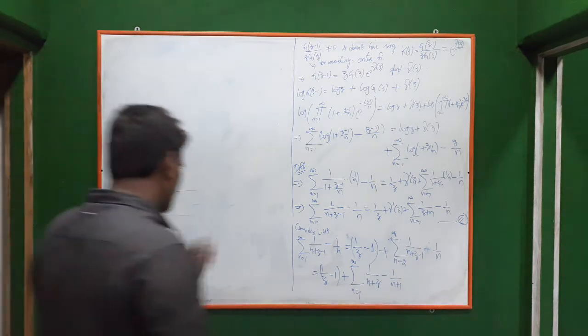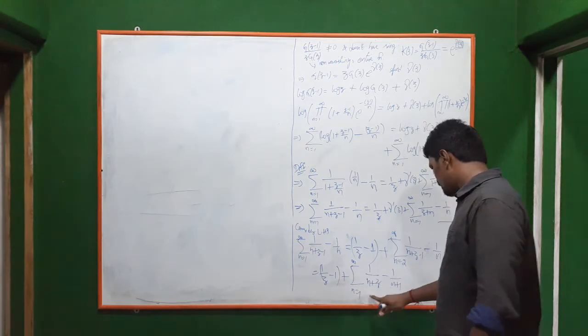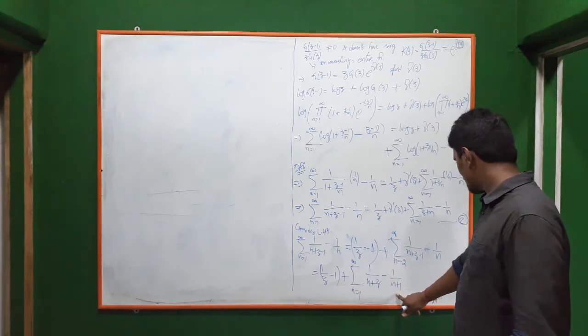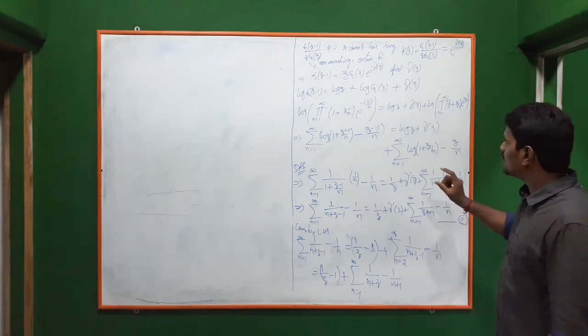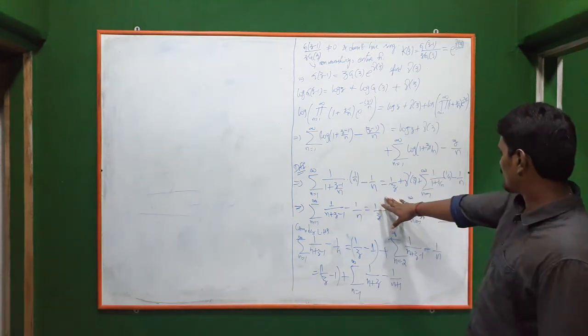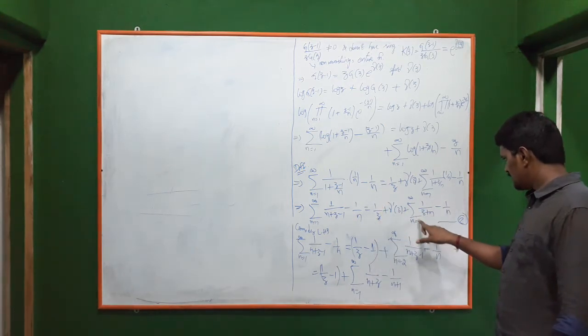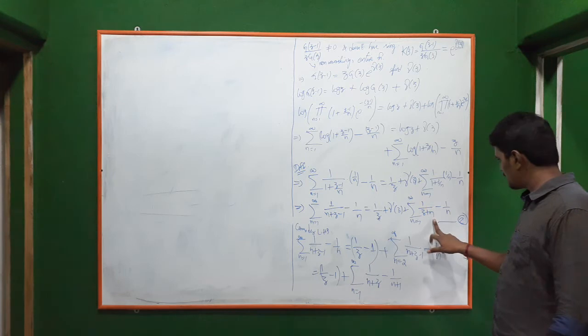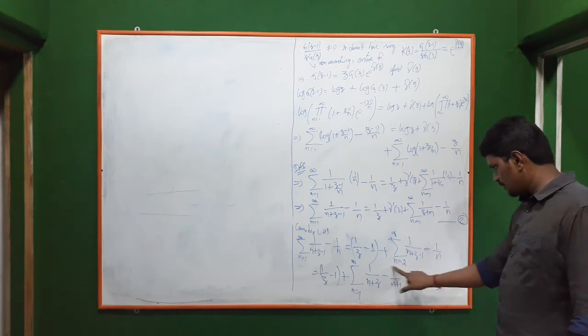See, at last we have got 1 by z minus 1 plus summation n from 1 to infinity of 1 by n plus z minus 1 by n plus 1. What we have to get is this thing: 1 by z plus summation n from 1 to infinity of 1 by z plus n minus 1 by n. But here we have 1 by n plus 1.